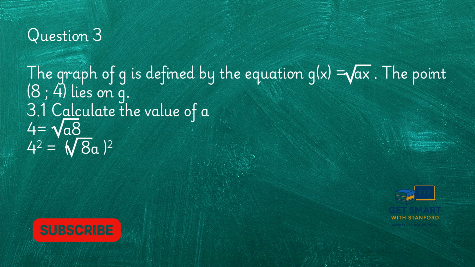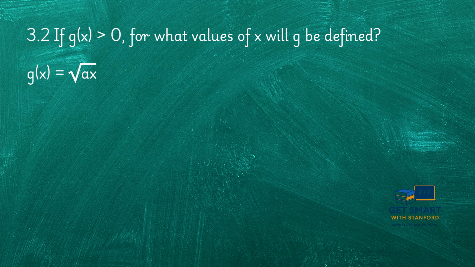What is done on the right hand side needs to be done on the left hand side as well. Since we have squared the right side, we need to square the left hand side. And the value of a equals 2. In 3.2, they want to know what values of x will define the function of g, if g(x) is greater than 0. Zero and all positive values will suit this equation.